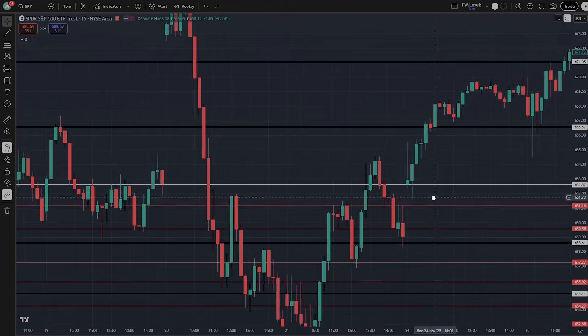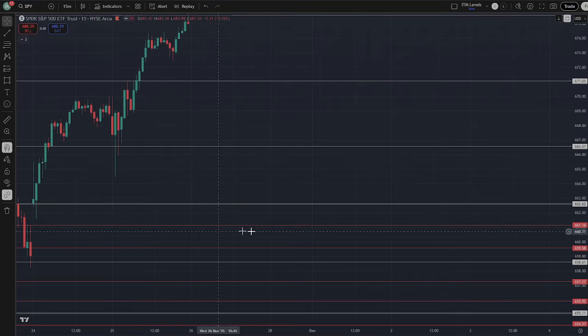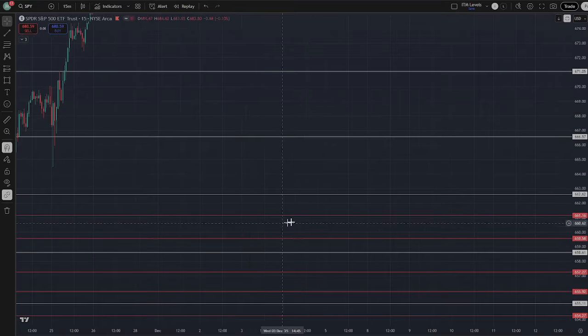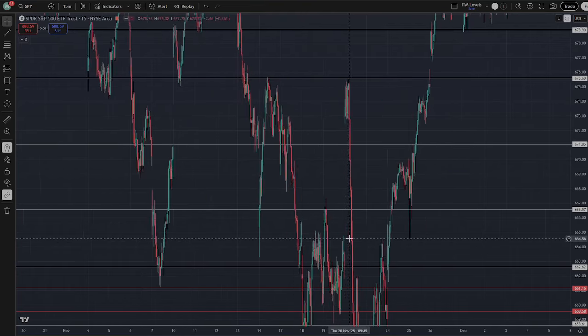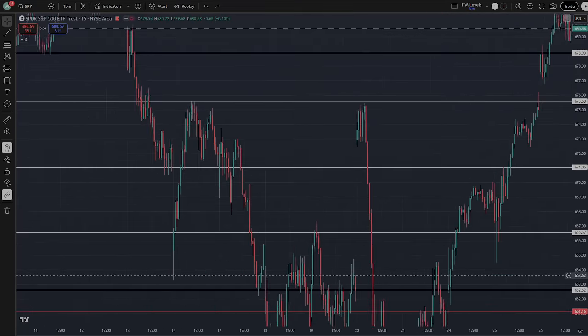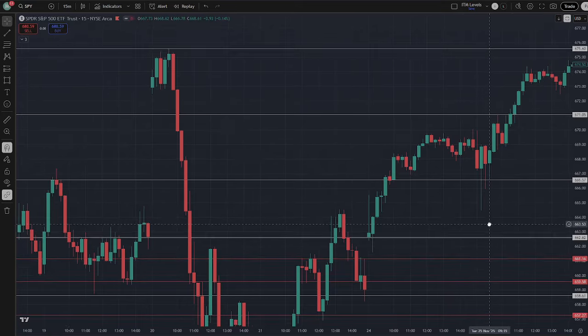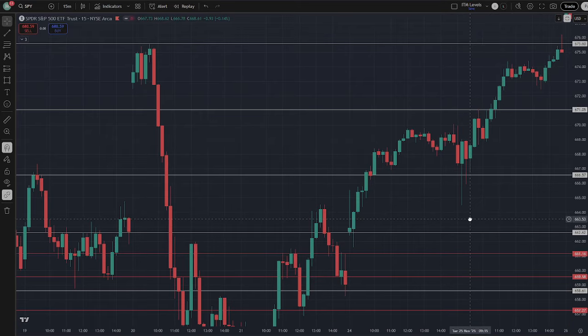Especially since Christmas is coming up, so hopefully Santa Claus pops up. In either direction, I'll take either direction. Just hopefully we get some good price action.